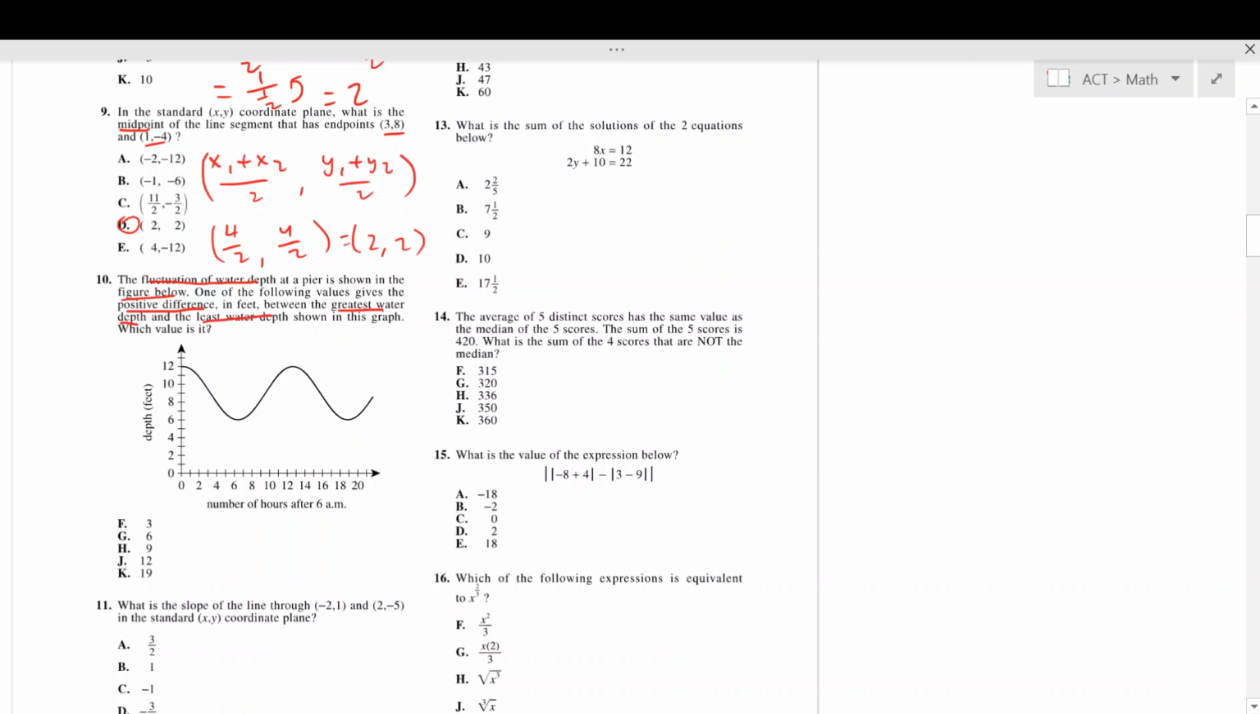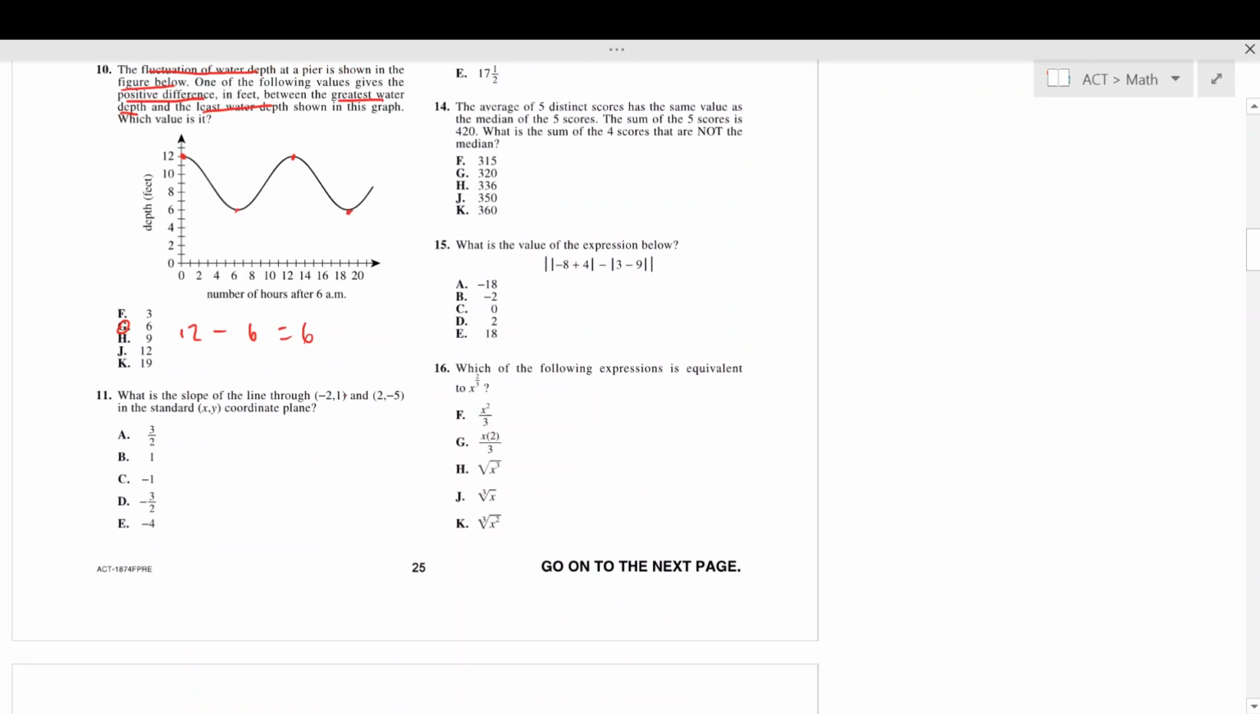So what's the greatest water depth here? The greatest would be here or here, both are 12. And do 12 minus the least water depth, so the least would be here or here. And if we were to continue the graph, which we don't need to, then it would also be here and here, etc. So 12 minus 6, because this here is 6. 12 minus 6 is 6.